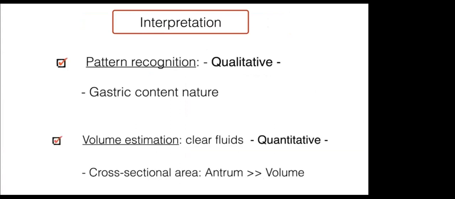The interpretation is all about pattern recognition, qualitative, to determine the nature of the gastric content. The second aspect is quantitative, to determine the volume estimation only when you have clear fluids by measuring the cross-sectional area.